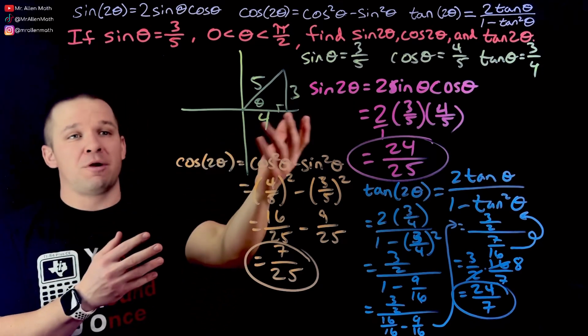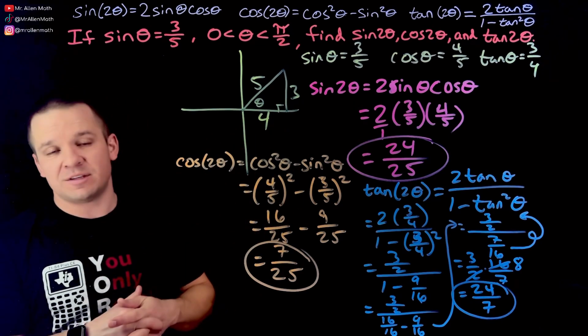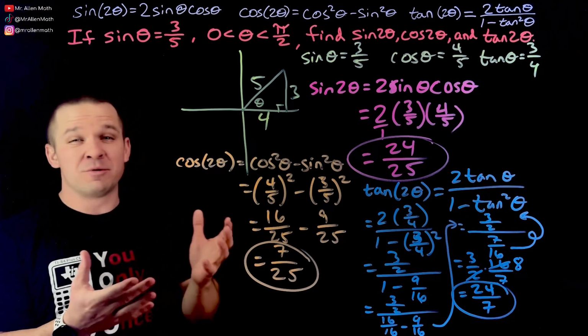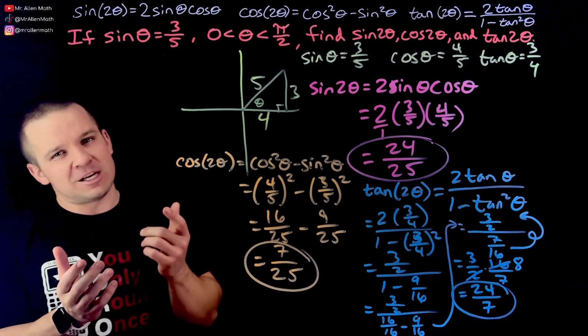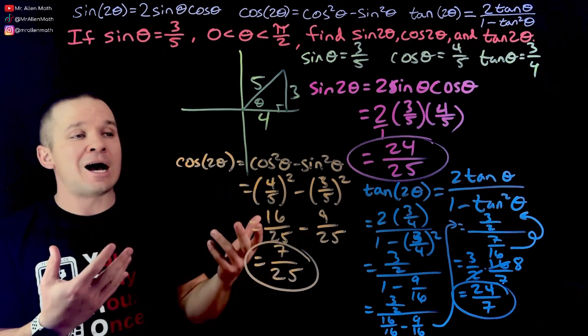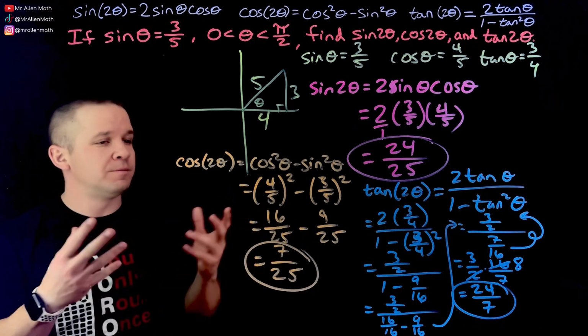So the challenging part here is that we are dealing with a lot of fractions. When we get beyond a 3, 4, 5, 5, 12, 13, 8, 15, 17, 7, 24, 25, the numbers do get a little bit large. So sometimes it's nice to bust out a calculator, but these are non-calculator problems for most tests. So be on the lookout for that.